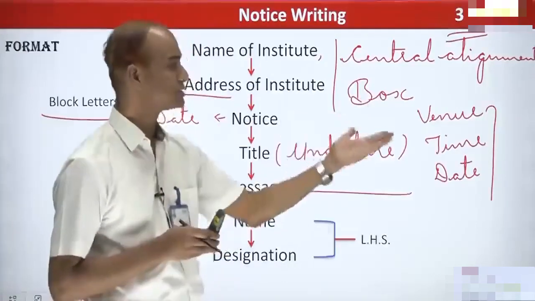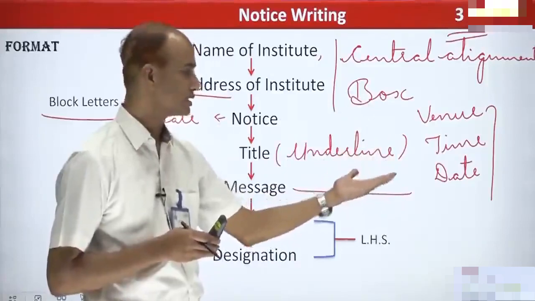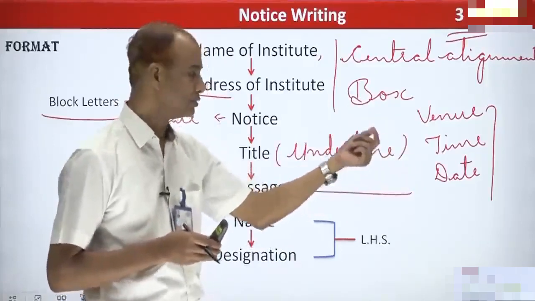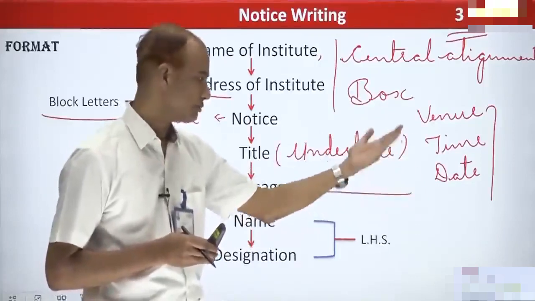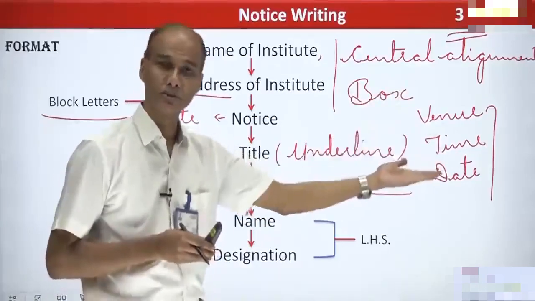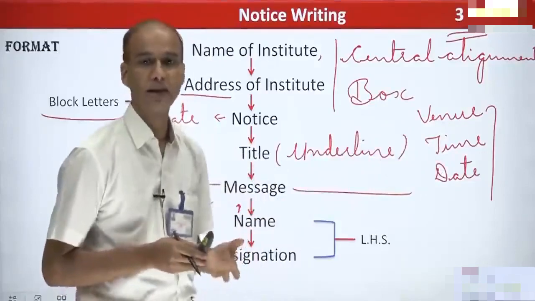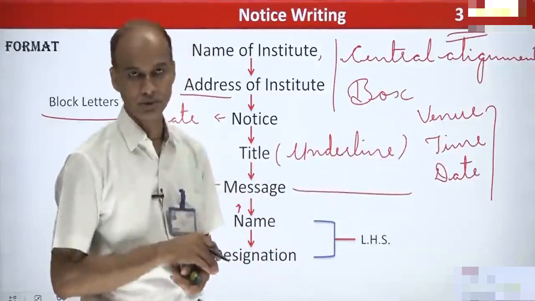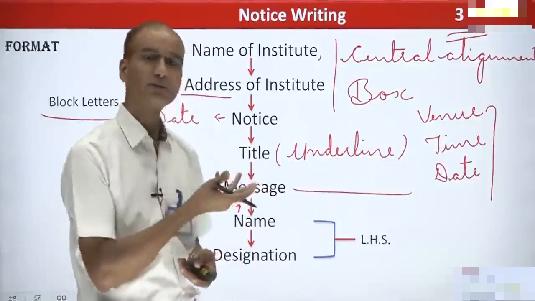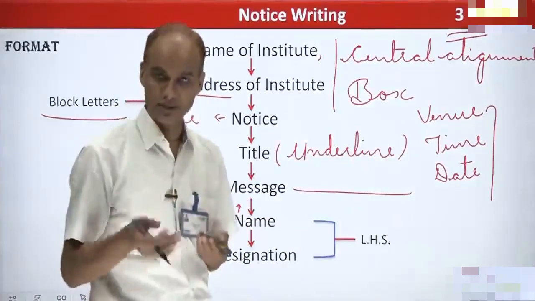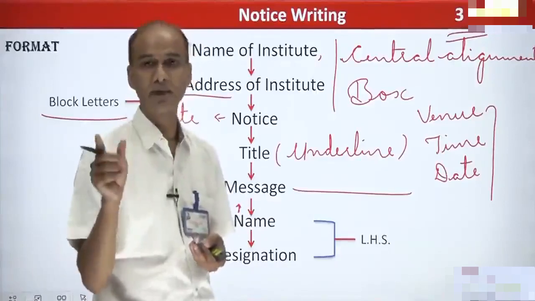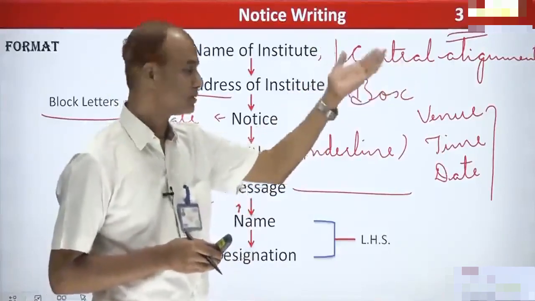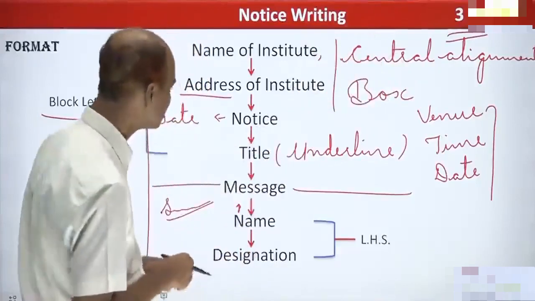is that students miss one of these things. For example, you wrote the venue but you forgot to mention the time. You mentioned the date but you forgot to mention the time. In this case the purpose is not served and it becomes totally useless. This happens by mistake. So remember, don't commit a mistake by mistake, otherwise you will lose your mark, right? So these are quite important things.